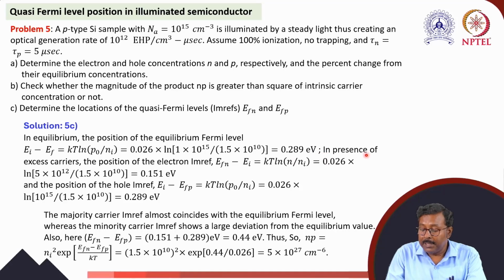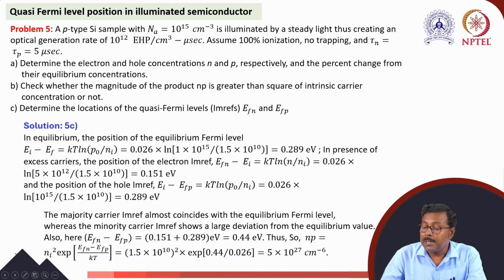Now, in the presence of excess carriers, meaning in the presence of illumination, when some extra carriers are generated, the positions of the electron Fermi level and the hole Fermi level will be different.